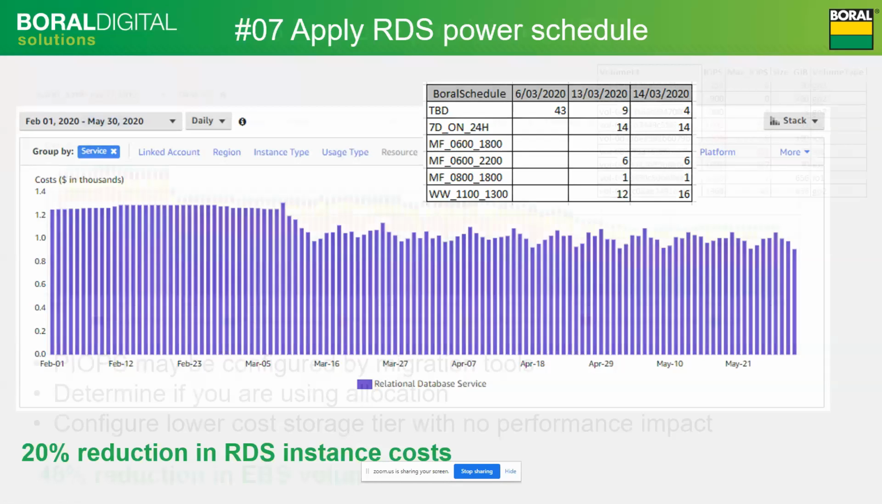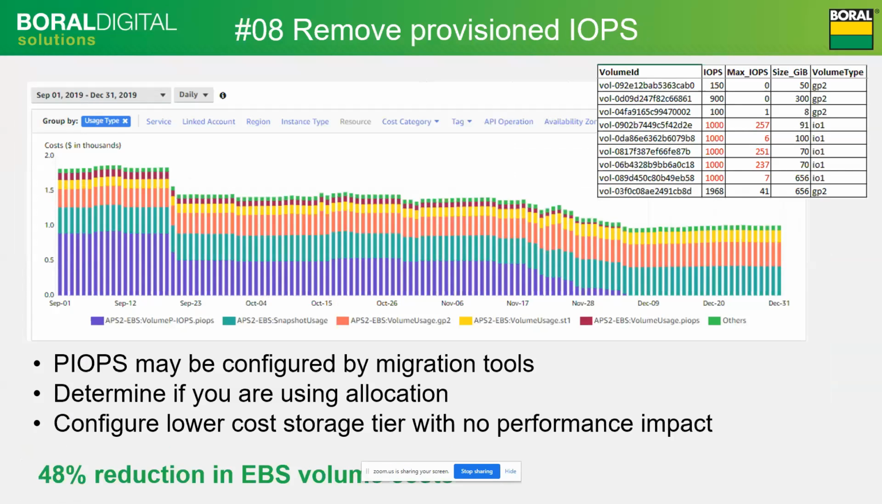Moving on to tip number 8, remove provision IOPS. Now this one is a real big saving. What they don't tell you in the brochure is that when you use migration tools, they look at the source system and make some guesses about the amount of provision IOPS and other resource allocations that you need. When we received assistance to migrate hundreds of instances, basically, the costs were high.